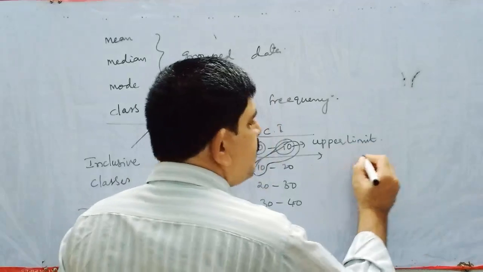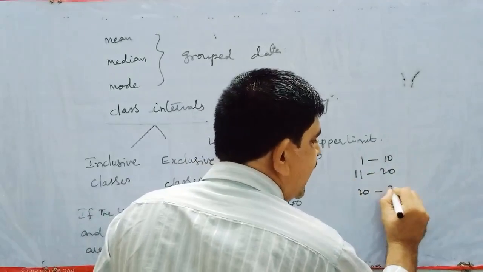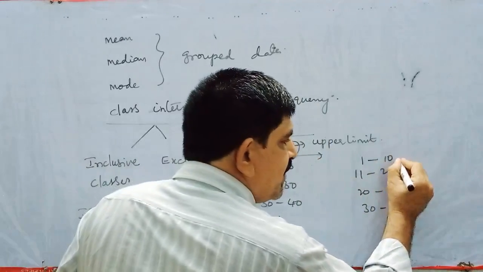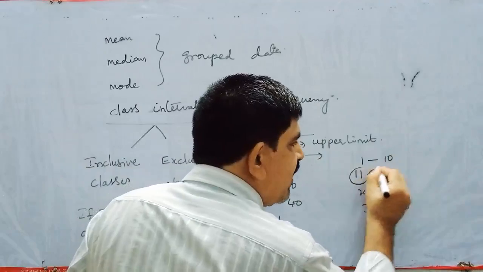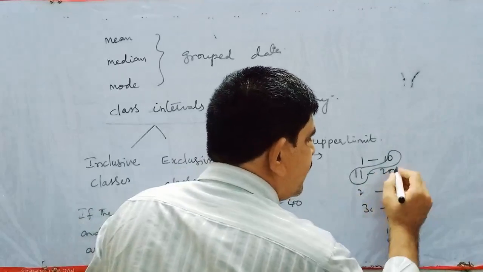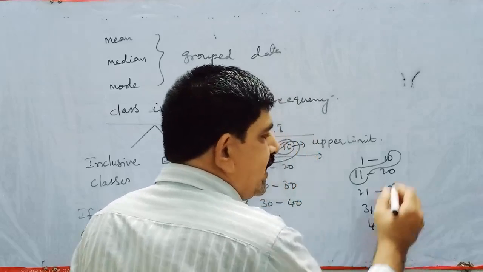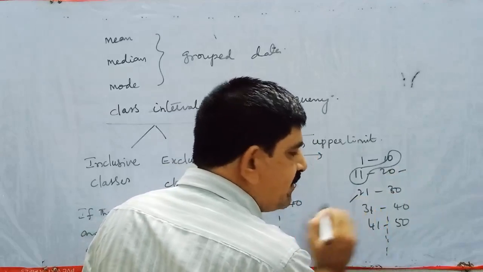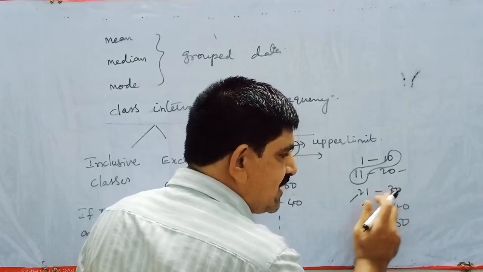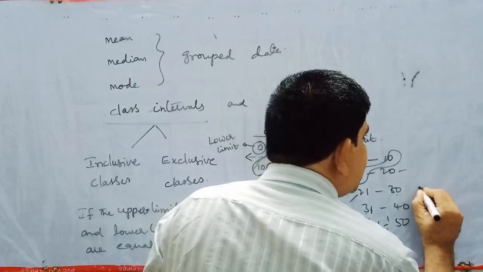Suppose another example, I am taking 1 to 10, 11 to 20, 21 to 30, 31 to 40, 41 to 50 and so on. Here the upper limit of the first class and the lower limit of the next class are not equal. Here these two are not equal. This type of classes are known as inclusive classes.